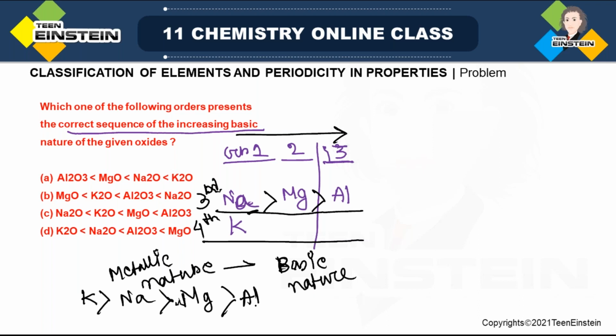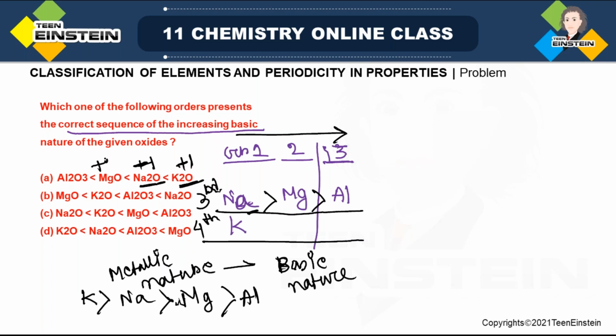Now once you know this, you can easily understand what should be the basic nature correct sequence. So the oxide of potassium, K2O, that should be most basic. After that, Na2O. The formulas are obviously different because, depending on oxidation state, formula will be different. Okay, so potassium and sodium, similar type of formula because their oxidation state is +1. For both it is +1.